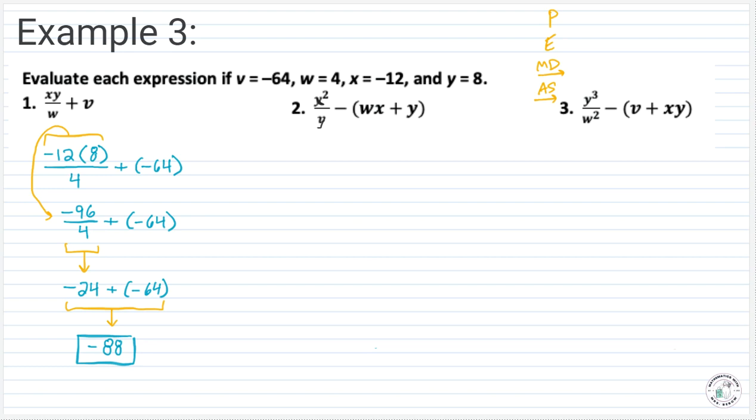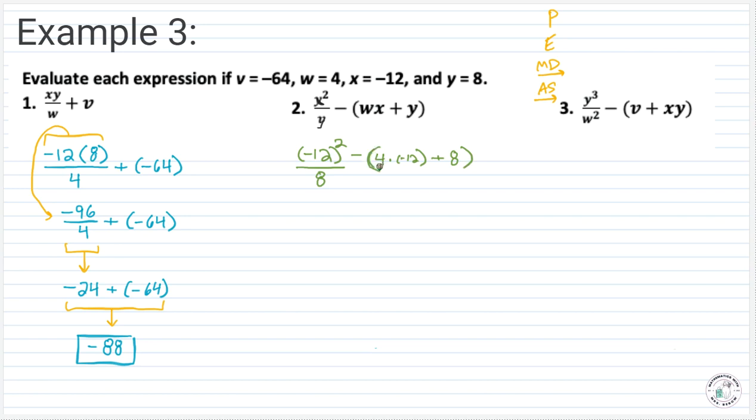So x squared is going to turn into negative 12 squared, and it is the entire negative 12 that is being squared. Minus, we still have this dividing here. So sorry, negative 12 squared divided by y, which is 8. Then we have minus, and then what's in grouping symbols, we have wx, so 4 times negative 12, plus the y, which is 8.